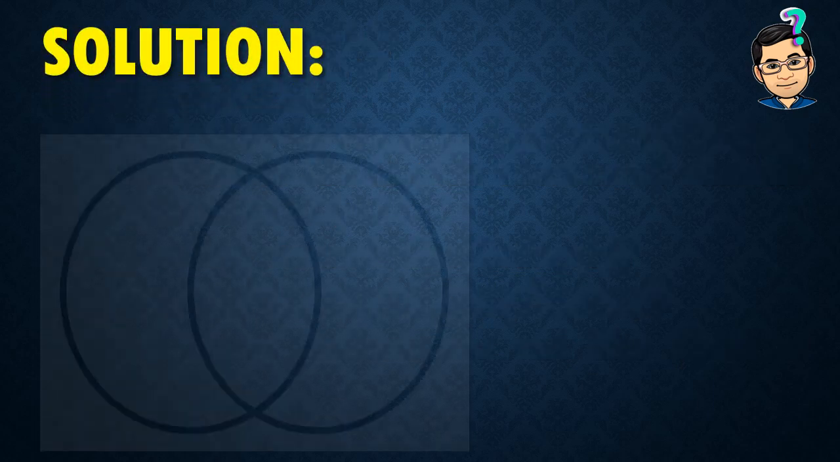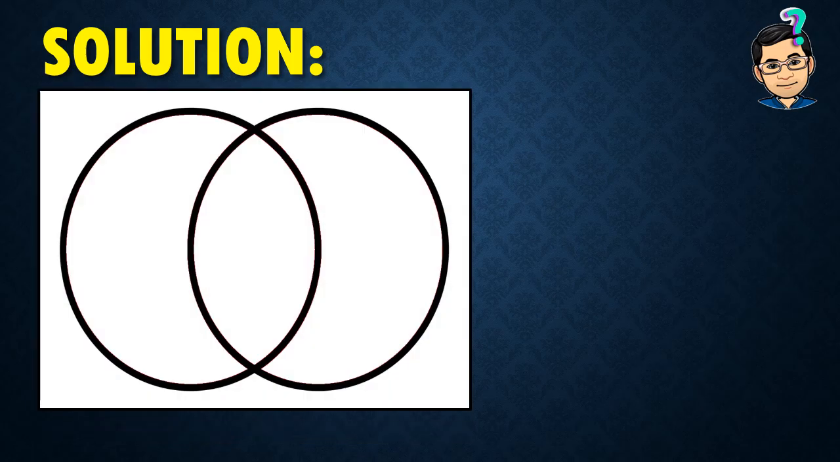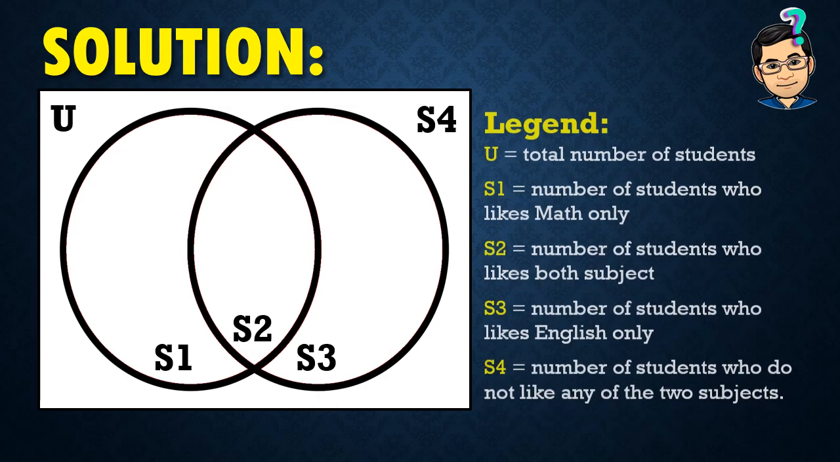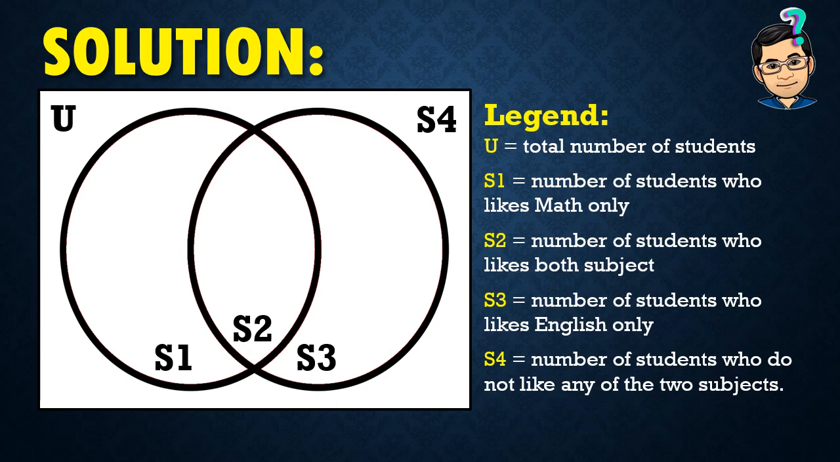So, ito yung solusyon niya. Again, you draw a Venn diagram. Okay. Next, yung legend natin para hindi kayo nalilito. Again, pag U, these are the total number of students. Kapag naman S1, number of students who likes math only. S2, number of students who likes both subject, yung intersection nila. And then S3, the number of students who likes English only.